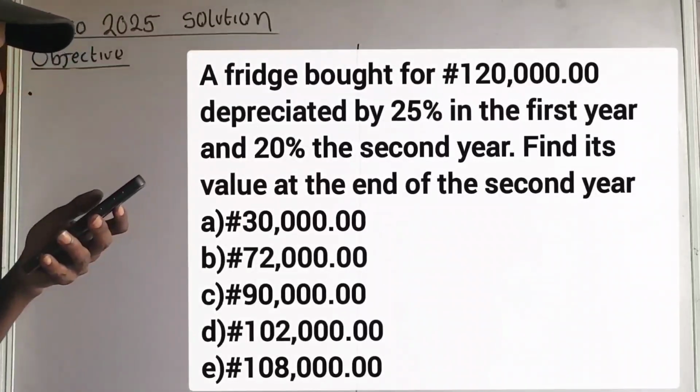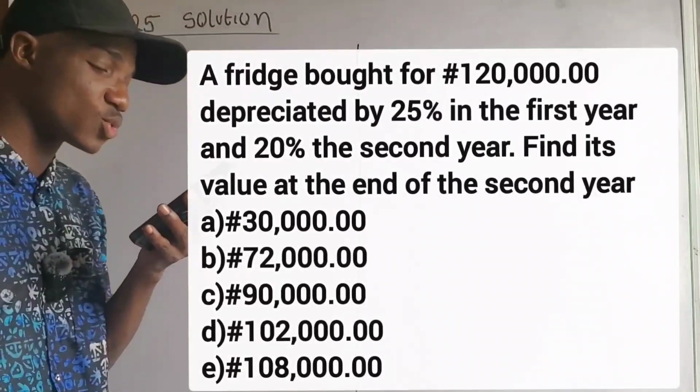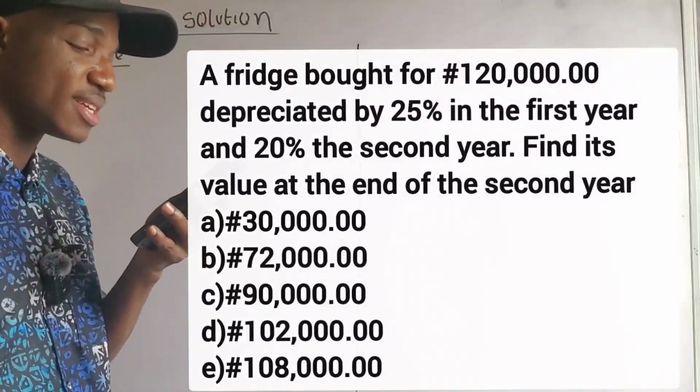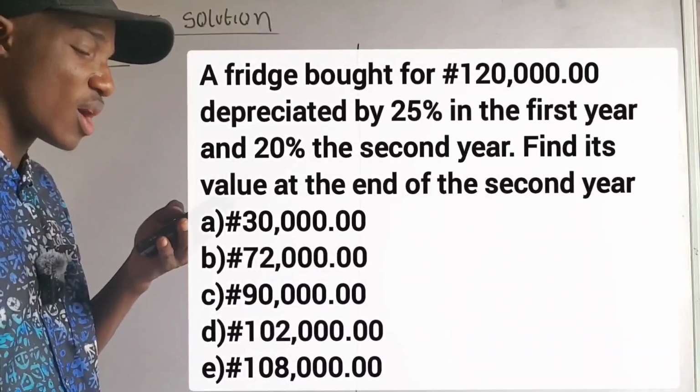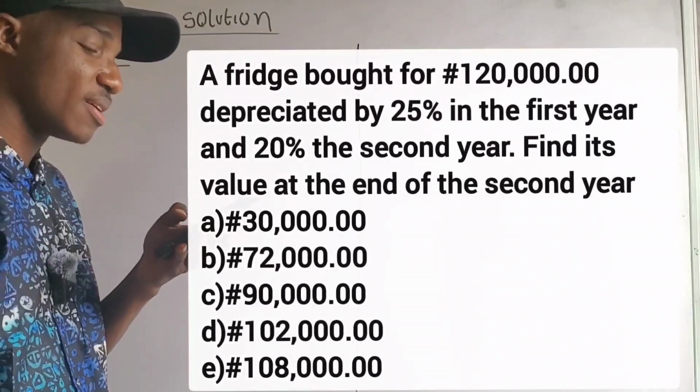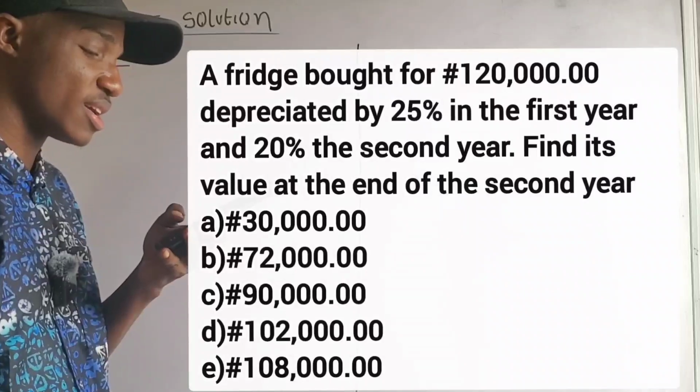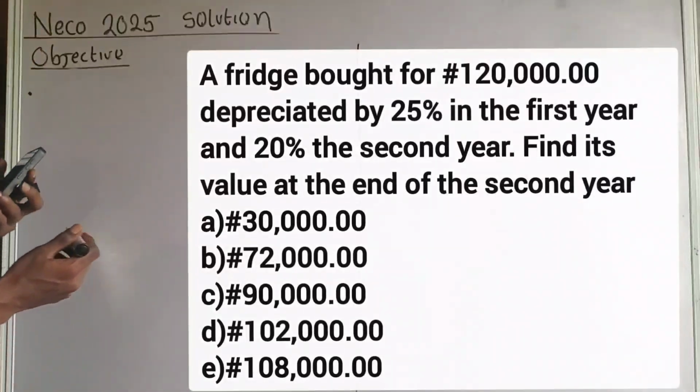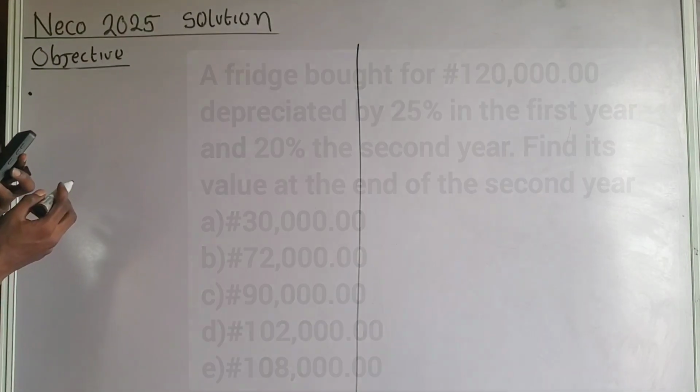A, 30,000 naira. B, 72,000 naira. C, 90,000 naira. D, 102,000 naira. E, 108,000 naira.